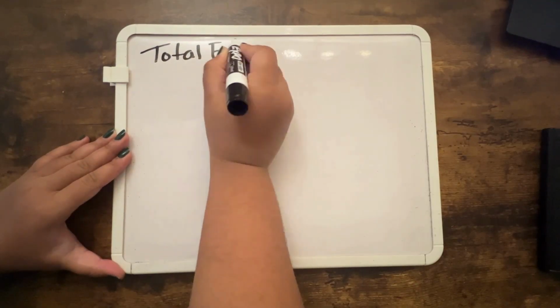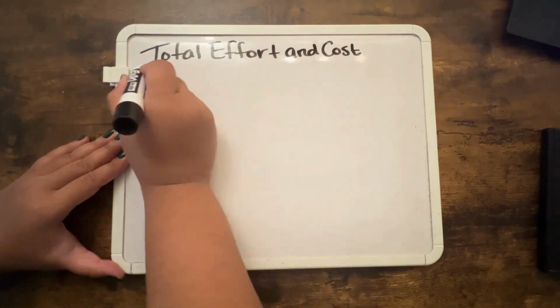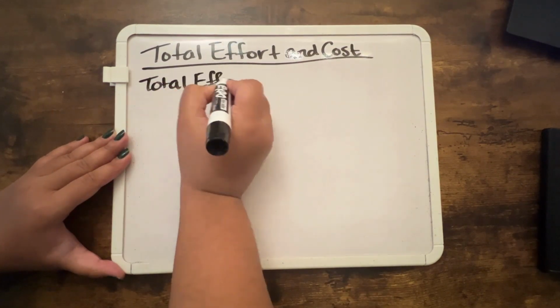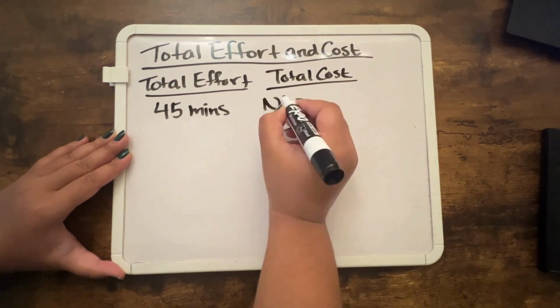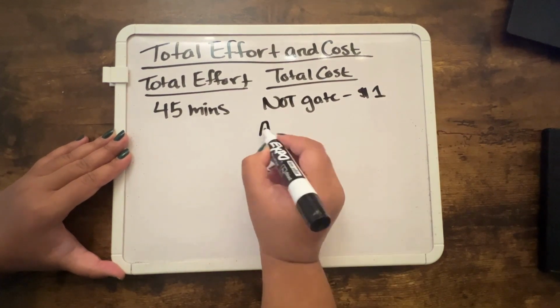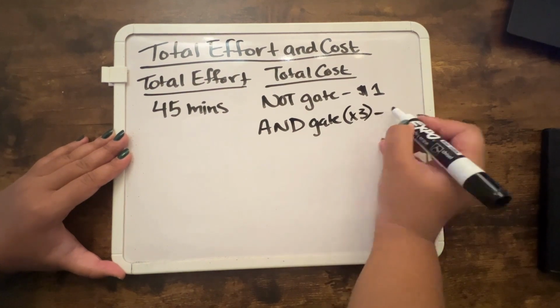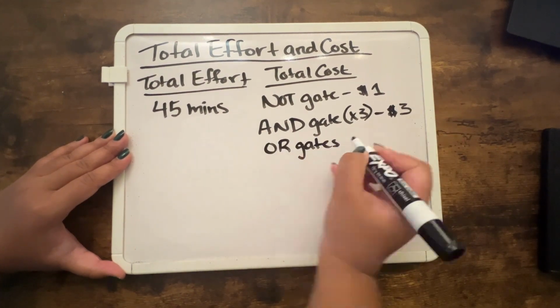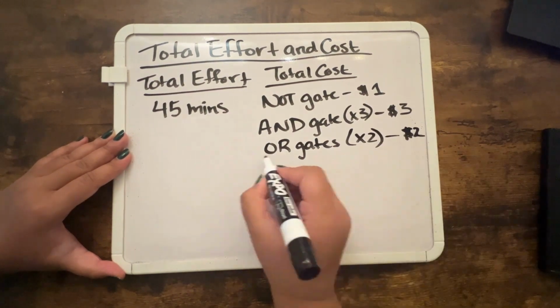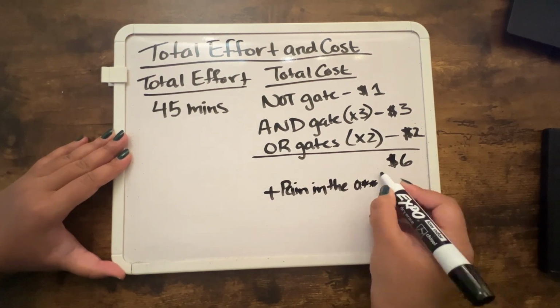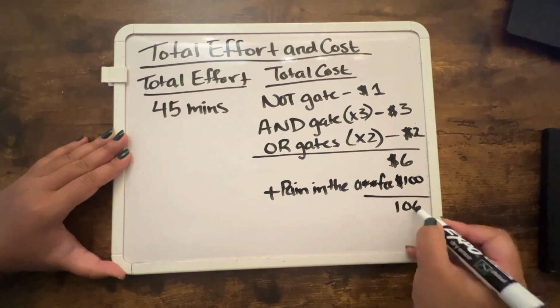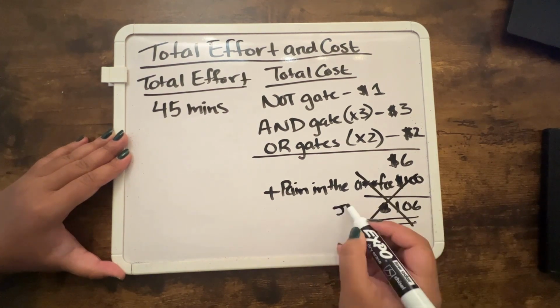So, what was the cost in effort and money for this function? So, it took me about 45 minutes to build. The total cost, we needed one NOT gate, we needed three AND gates, and we needed two OR gates, each of which is about $1. And so it was about $6, but then I added an extra $100 for it being a massive pain in my butt. But then I took it off because it would not be a fair comparison.